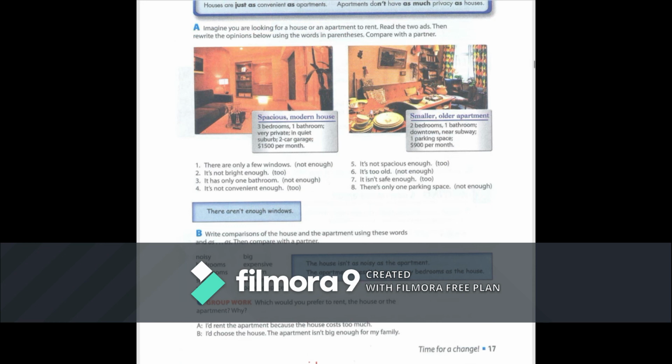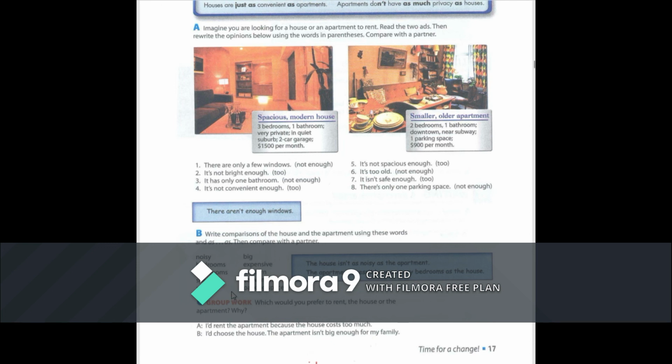So here they're saying write comparisons of the house and apartments using these words and as...as, then compare with a partner. According to the first one, they're saying noisy. They said the house isn't as noisy as the apartment. And in the second one, using the word bedrooms, the apartment doesn't have as many bedrooms as the house. So we have bathroom, spacious, private, big, expensive, modern, and convenient parking spaces. These are the words left, so we're going to put them in sentences.